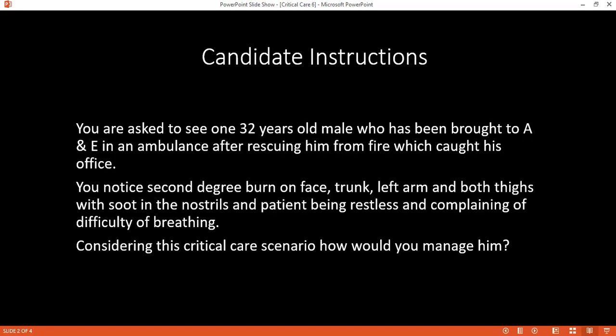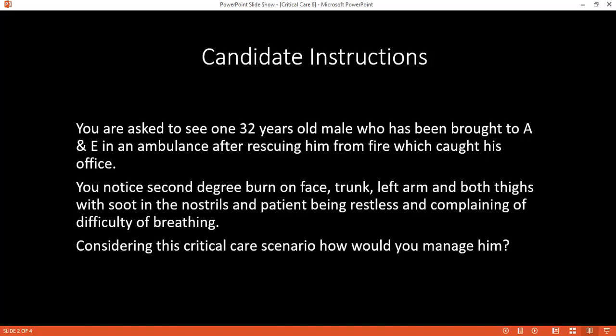Considering, as there are soot particles in the nostrils, I will anticipate that he got some pulmonary or inhalational injury, and he could potentially lose his airway. So I will consider managing his airway with a prophylactic endotracheal tube. And I will also look for any circumferential chest wounds because that can also hamper the ventilation of the patient. Ventilation, very good.